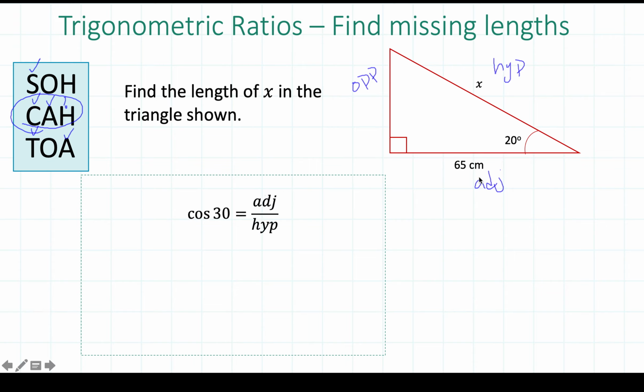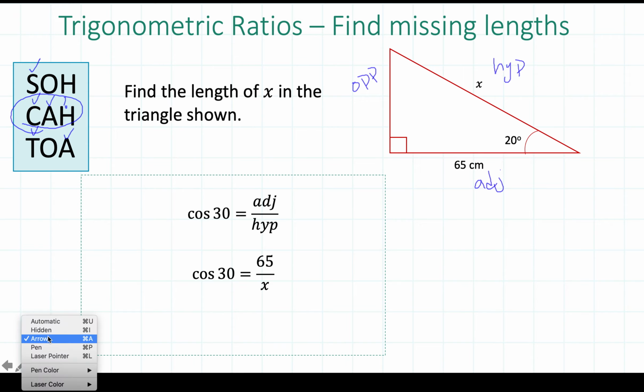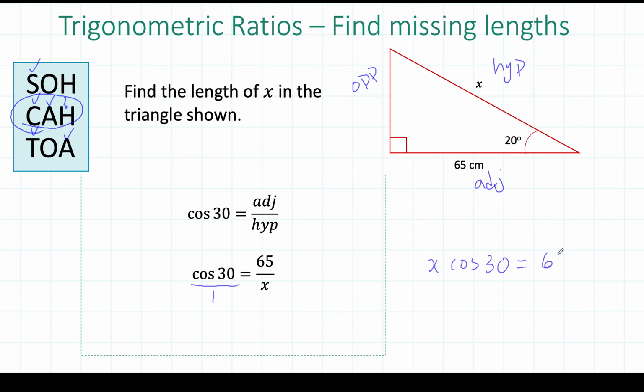So if I just write out the cos ratio and then substitute what I have, notice here that the unknown is in the denominator this time, and what you can do is still cross multiply. Also, just be comfortable with algebraic manipulation here. You can cross multiply, so you end up with x cos 30 equals 65, and then you have to divide by cos 30 on both sides. So you get x equals 65 divided by cos 30.